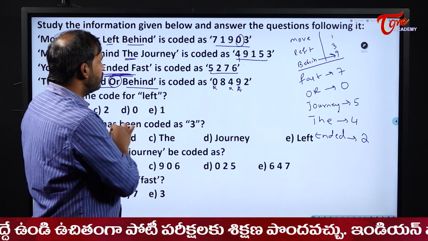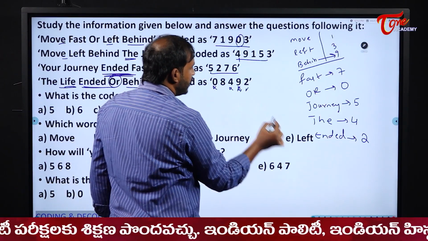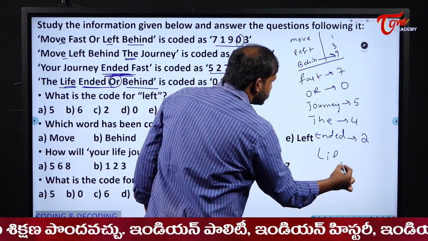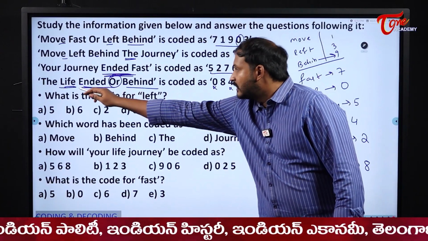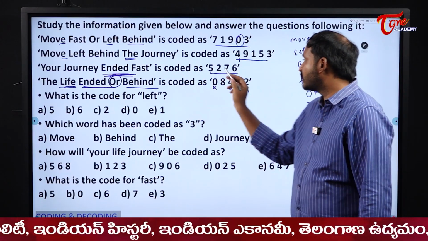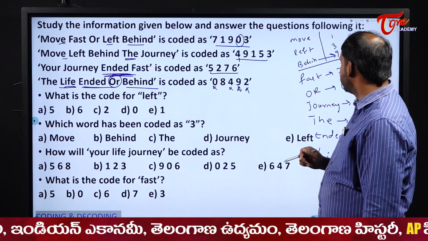Life. What will be the code for life according to this? The code for life will become 8. Why? Because 8 is there here. Life is there here. Next, fast. What is the code for fast? It is 7. We have already written your journey.